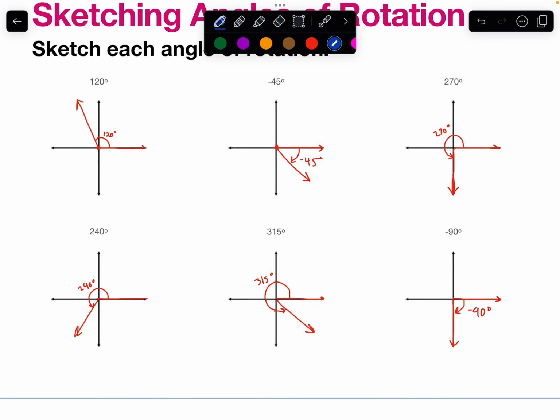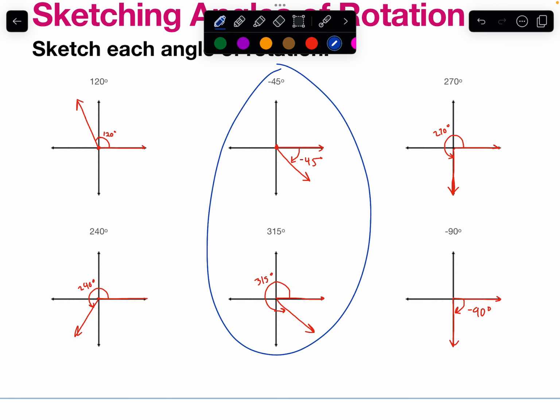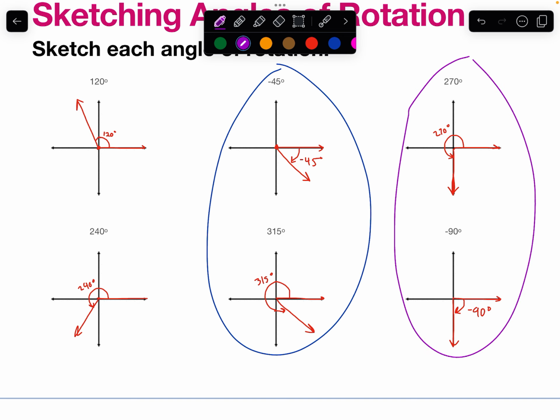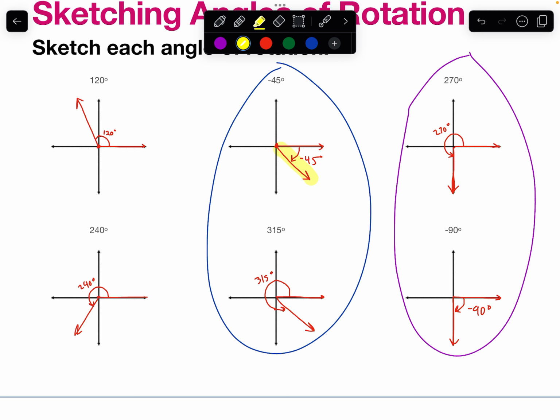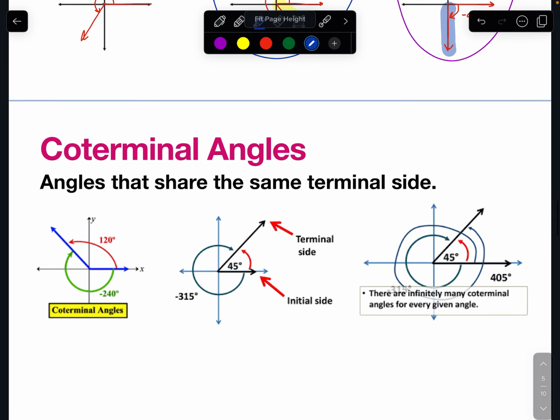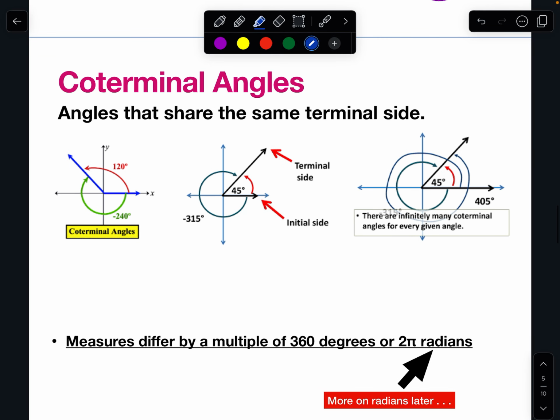I want to point out this pair right here and this pair right here. Notice that although the angles were different, the terminal sides were the same here and here and here and here. These pairs of angles, the pair circled in blue and the pair circled in purple, are what are known as coterminal angles. These are angles that share the same terminal side.